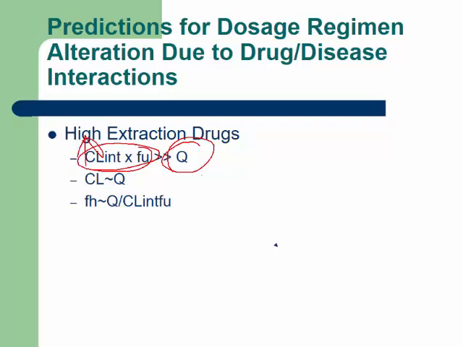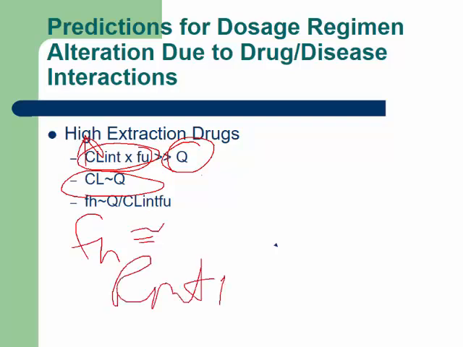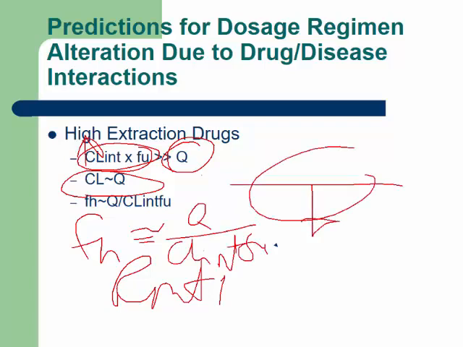So here, the rate limiting step is Q. So clearance is approximated by Q, or that blood flow. And remember, FH, here we have route dependence because it's dependent on all of these things. And a great amount of the drug is removed as it goes through the liver, so the fraction that escapes that first pass effect is relatively low.